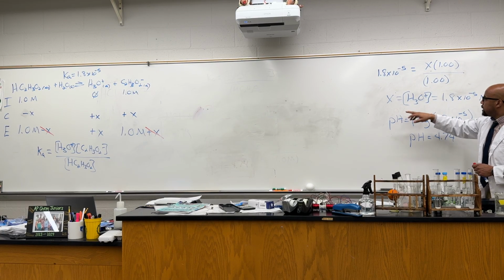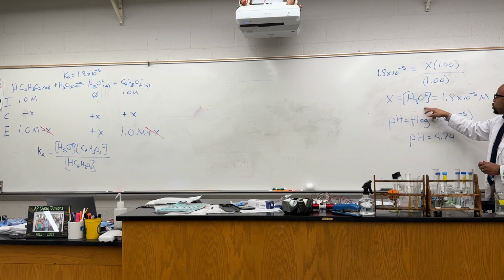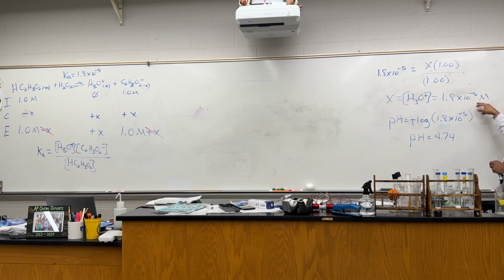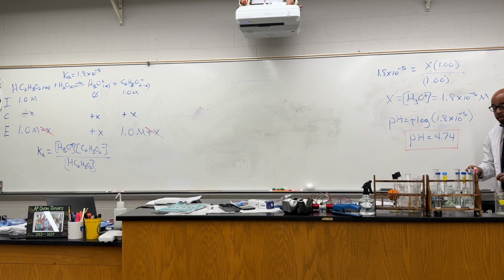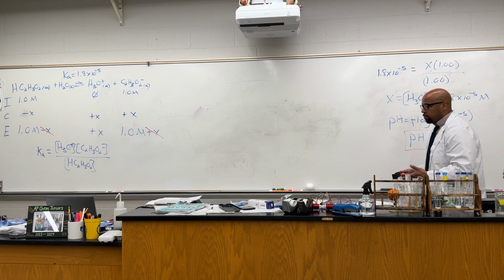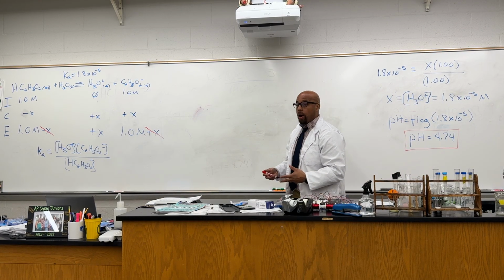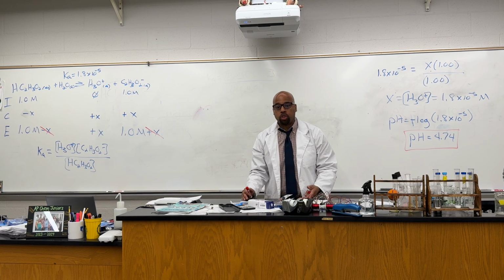We said that X is going to be equal to the hydronium cation concentration, which is equal to 1.8 times 10 to the negative 5. Took the negative log of it, and we found the pH in this case to be 4.74. So this is one way in which we can solve a buffer problem as far as figuring out the pH of a buffer solution.